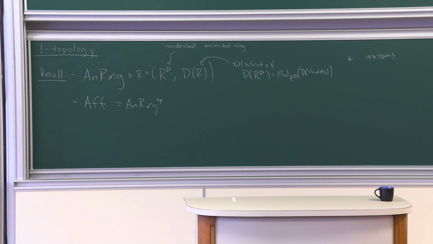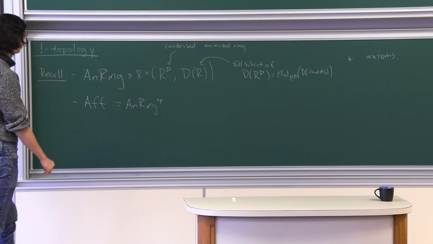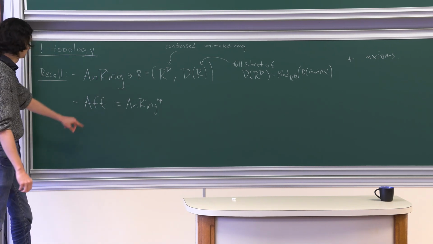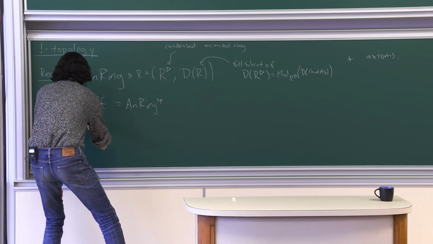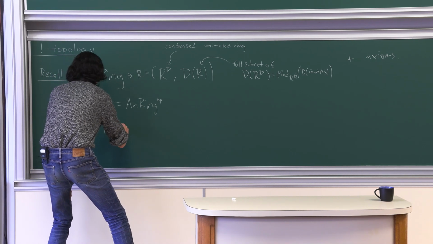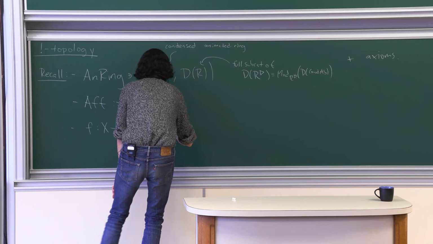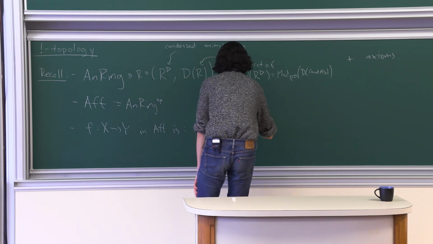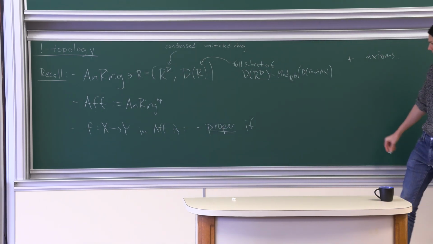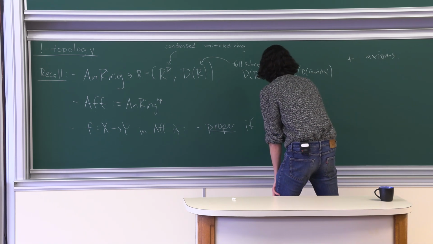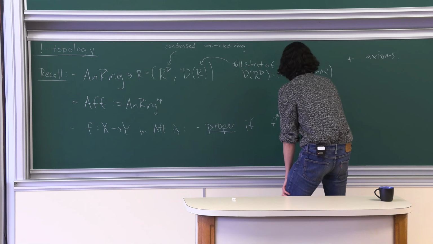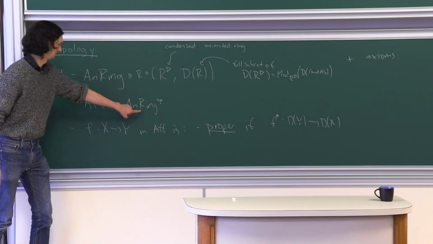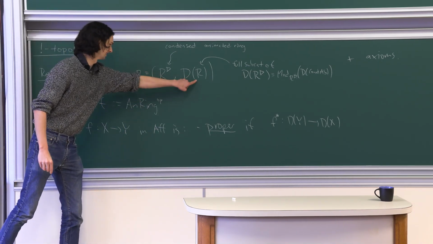And we singled out three classes of morphisms of affine spaces. So f from x to y in Aff is proper if the pullback map from D of y to D of x. Let me define D on the level of Aff by composing with this equivalence and taking the D on the ring there.